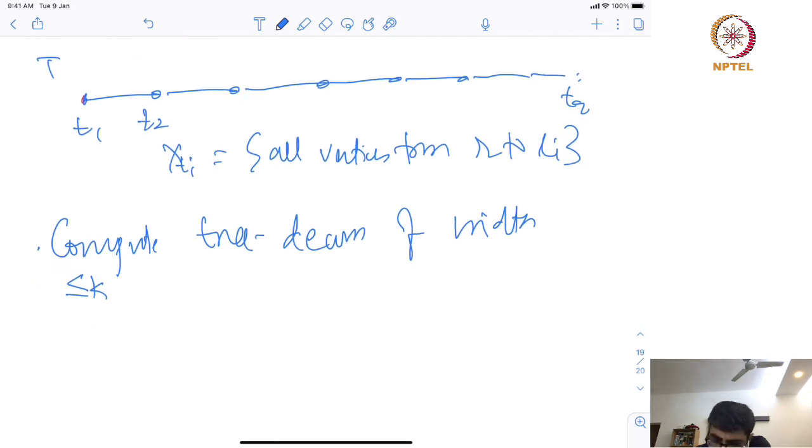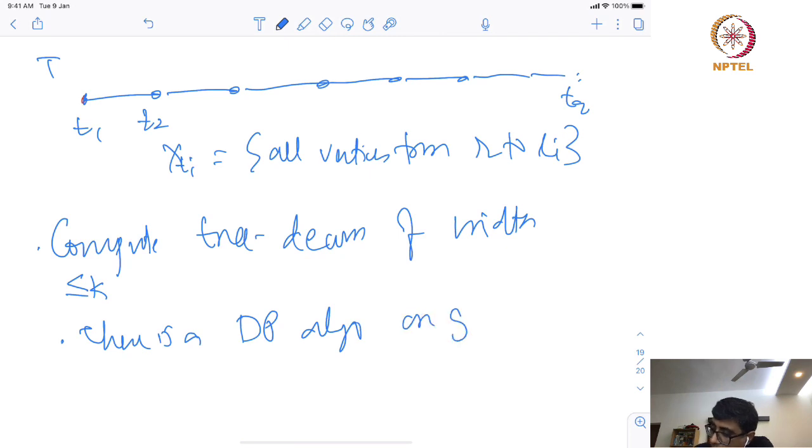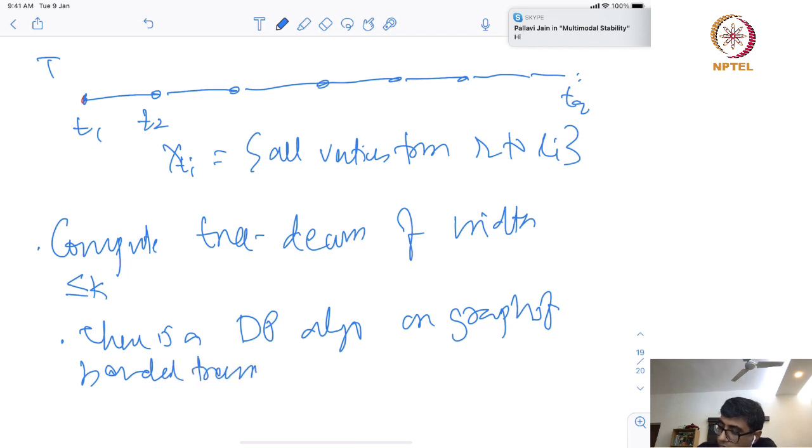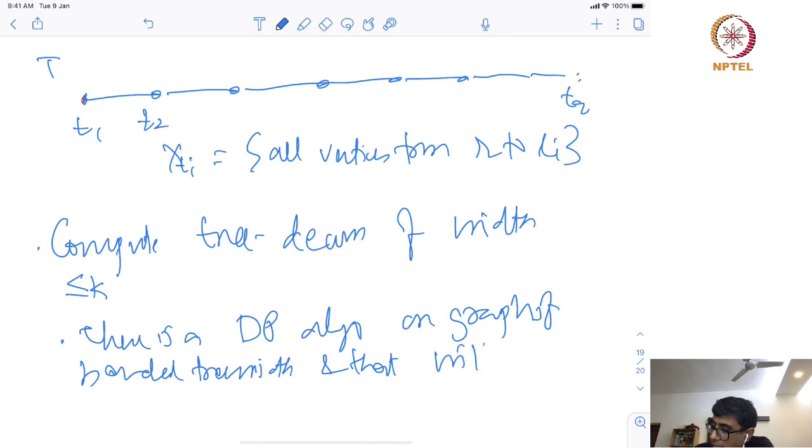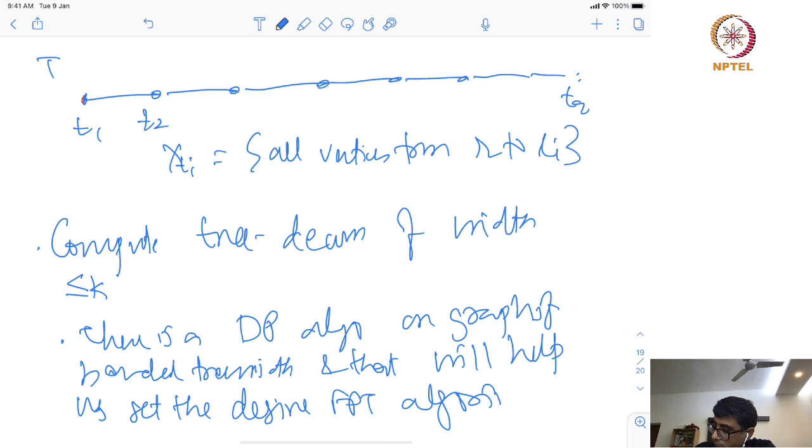And now, there is a dynamic programming algorithm on graphs of bounded tree width, and that will help us get the desired FPT algorithm.